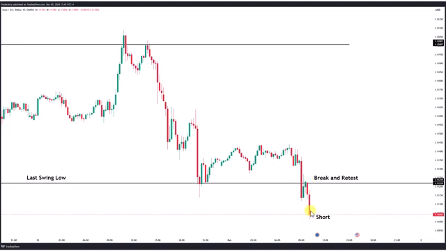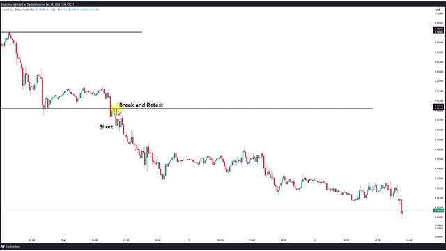This is a high probability scenario. We have the higher time frame on our side that is showing us bearishness. We have broken here below the last swing point, and we get the break and retest entry. So this is a high probability short entry. And you can see this was the short entry. The market moved lower very, very strongly away from the top and into the new downtrend.